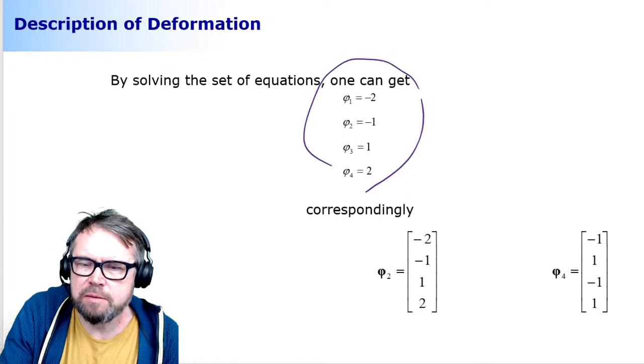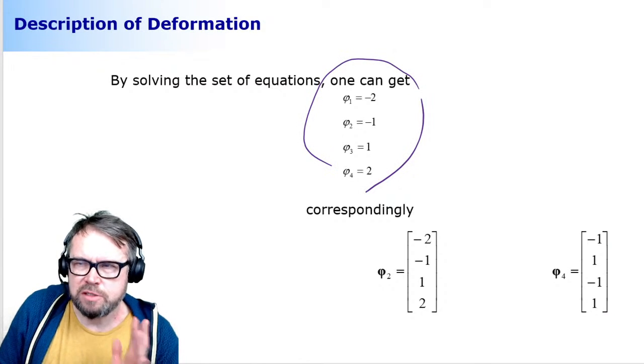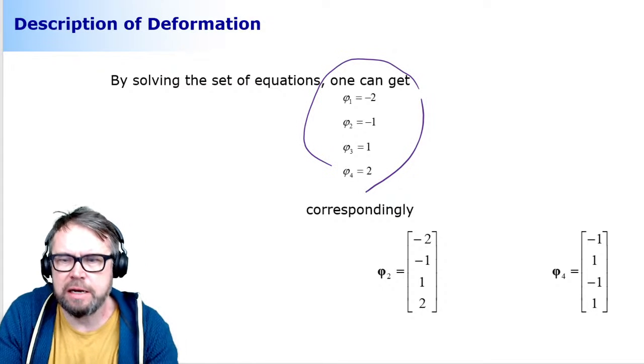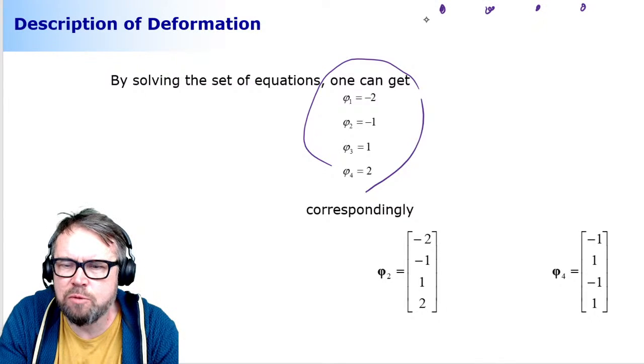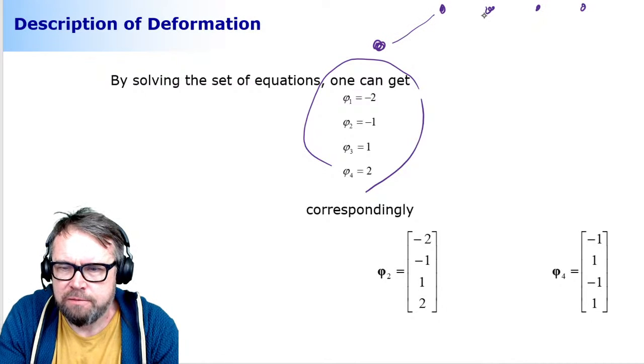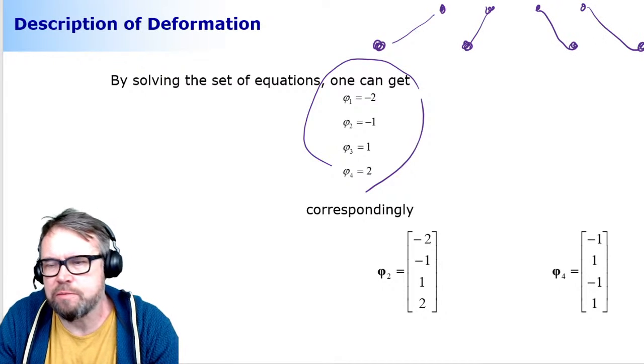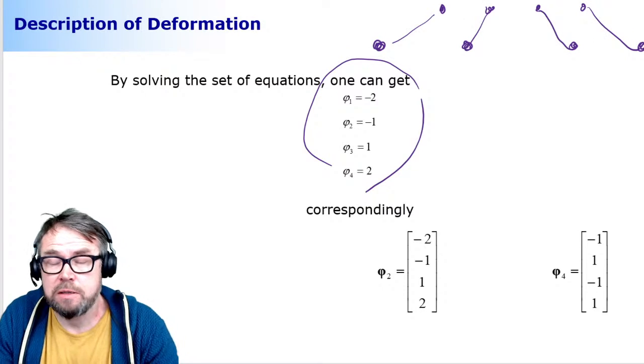These are telling me the relative deformation. And again, it looks like this. I have a structure originally lying like this. The first one is moving -2, so it's going here. The second one is moving -1, going here. The third one, 1. The fourth one, 2. That's how it goes.